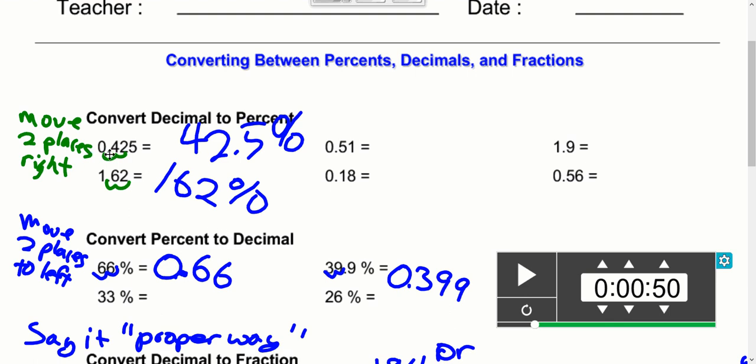We need to move the decimal over 2 places, all right? So it would give us 42.5, and then don't forget to put the percent sign there. And then here, we need to move it over 2 places to the right, and it would be 162%. All right, and this one we want to go the opposite. We want to move it 2 places to the left. So move it over 1, 2, and the decimal will be right here in front of the 6. So 0.66. And don't forget to take off the percent sign, because it's no longer a percent. It is a decimal. Same thing here. Move it over 2 places, get 0.399.